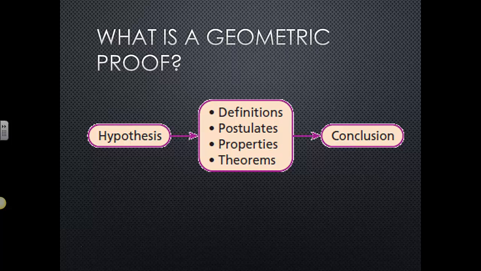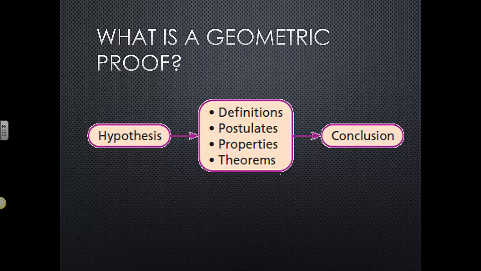All right, so what is a geometric proof? Well, all you do for a geometric proof is you start with a hypothesis or a statement that you are being given. So let's say if two angles are right angles, and then you use definitions, postulates, properties, and theorems to prove a conclusion that those two angles must be congruent.